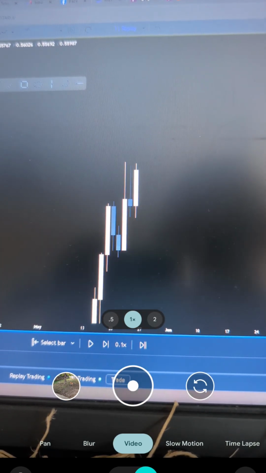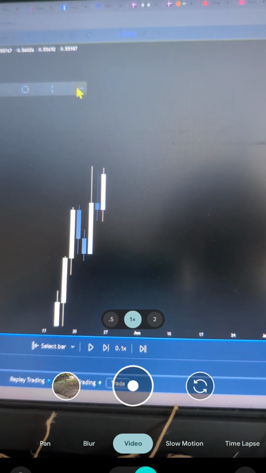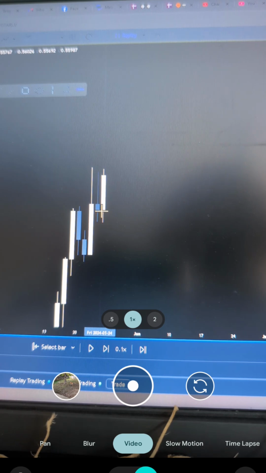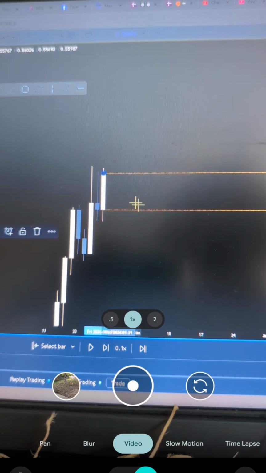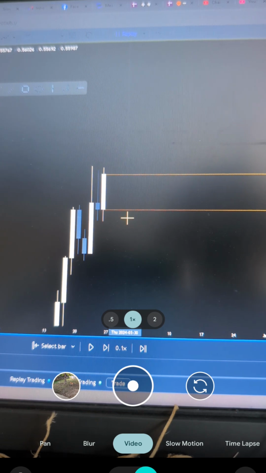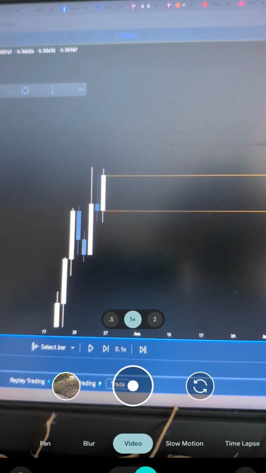All right, so I have the daily candle right here, and we're going to go ahead and mark out here's the open. We're going to change this color. Let's change this to a nice yellow. And then here is the close. All right, so somewhere up there is the open, somewhere up there is the close. Now we're going to go down to a lower time frame.